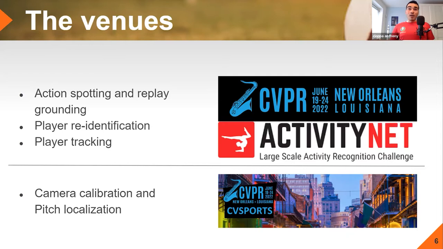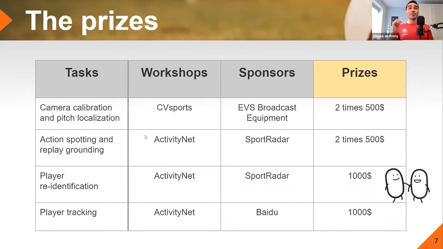For the winners, as I said, there will be some cash prizes that are split just like it's shown in the table. We have two times $500 for the camera calibration and pitch localization task that is sponsored by EVS Broadcast Equipment, so that's $1,000 in total. Also, we have two times $500 for action spotting and replay grounding that this year are offered by SportRadar. And also another $1,000 that is also offered by SportRadar for the player re-identification task. And finally, we have $1,000 for player tracking, which is sponsored by Baidu Research.